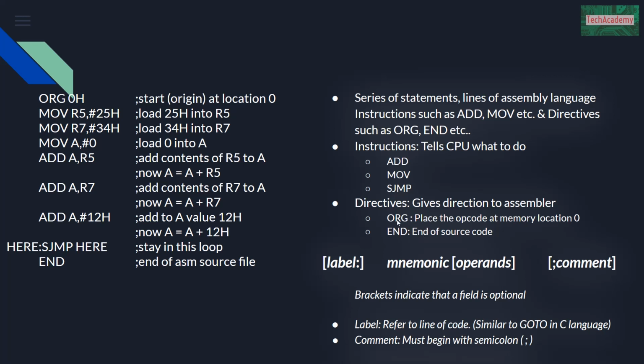So right now just remember that ORG is a directive which gives direction to the assembler, which places the opcode at memory location 0. And end tells the assembler that the source code has ended. Just assemble this code and generate the machine code for this particular program. So this is what end tells, that this ASM file has ended.